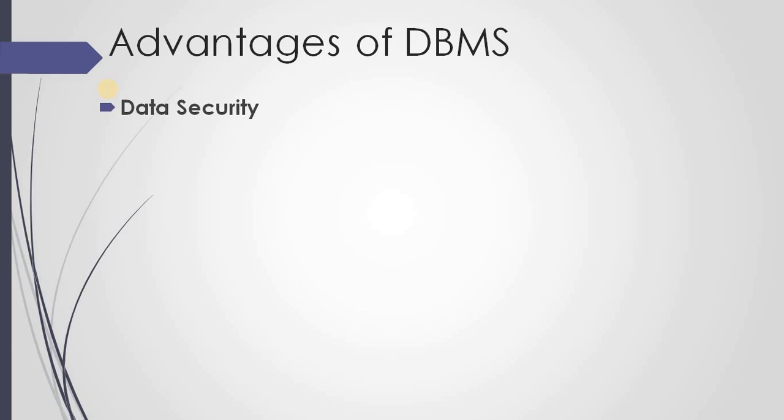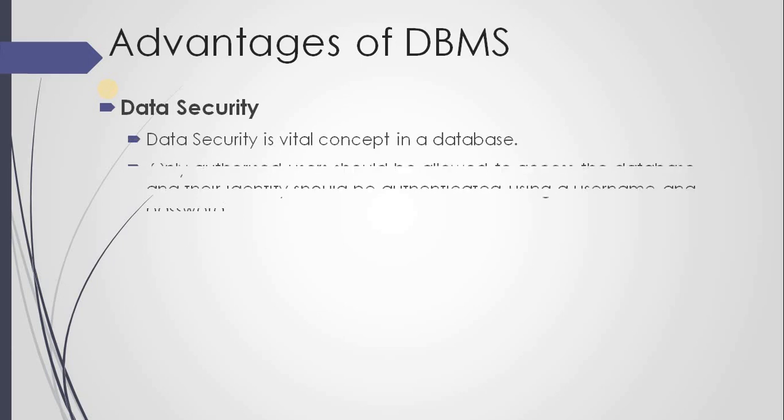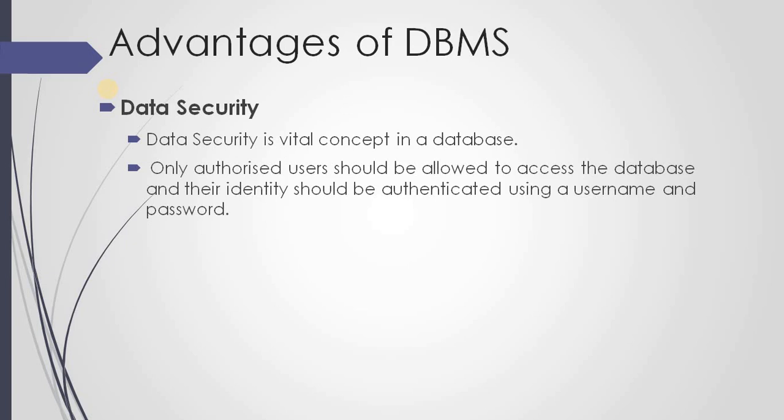The authorization of a person can be checked using username and password. If the username and password match, only then the person will be allowed to view the database. So data security is a vital concept in a database. Only authorized users should be allowed to access the database, and their identity should be authenticated using a username and password. If the username and password are incorrect, it means the person is not authorized.